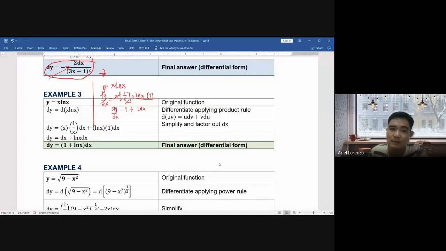Then cross multiply, so magiging dy is equal to 1 plus ln of x times dx. Nakuha? I hope so. Masyado bang mabilis or sakto lang?